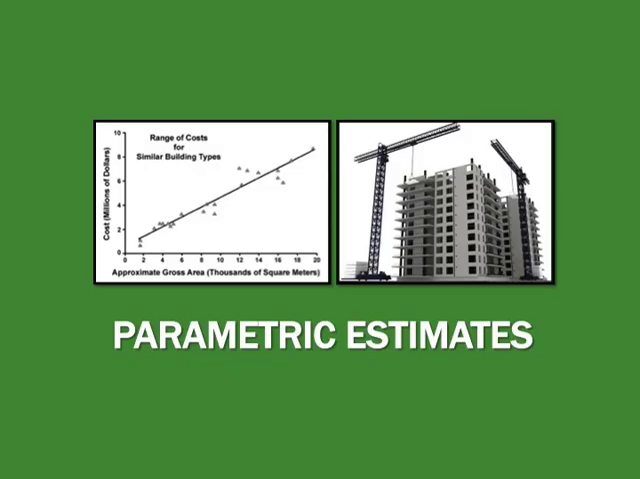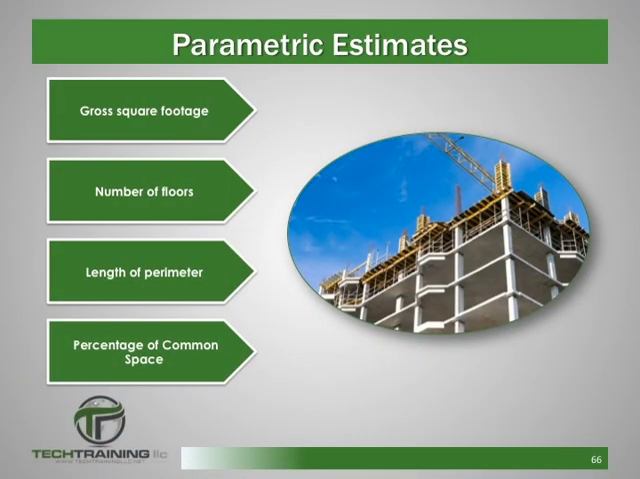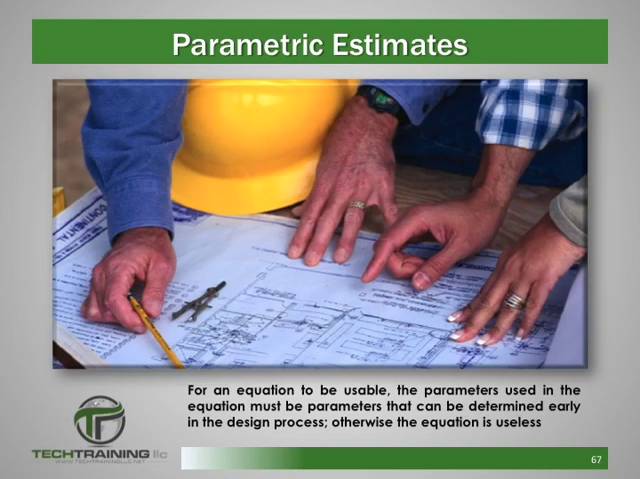Now there is also what is known as parametric estimates. Parametric estimates use equations that express statistical relationships between building parameters and the cost of the building. The building parameters used in the equation may include gross square footage, the number of floors, the length of the perimeter, the amount of the building that's going to be used for common space, and so on. For the equation to be usable, the parameters that are going to be used in the equation must be determined early in the design process. Otherwise, the equations become useless.